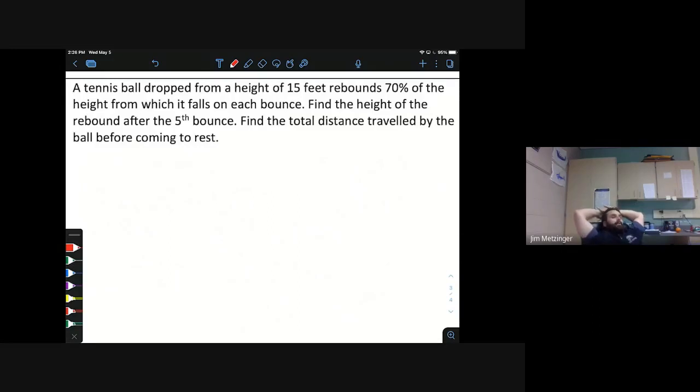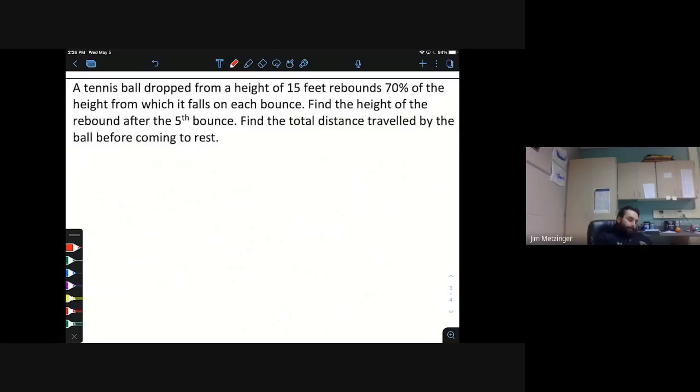All right, a tennis ball is dropped from a height of 15 feet, and rebounds 70% of the height from which it falls on each bounce. Find the height of the rebound after the 5th bounce. And then we'll try to find how far in total the ball traveled before it eventually stopped.